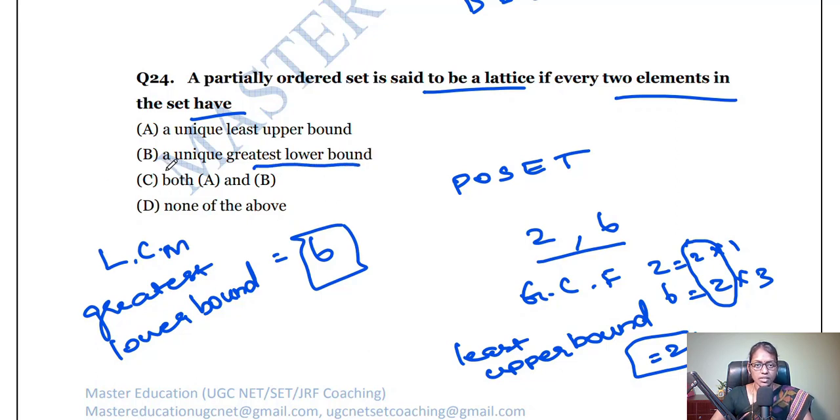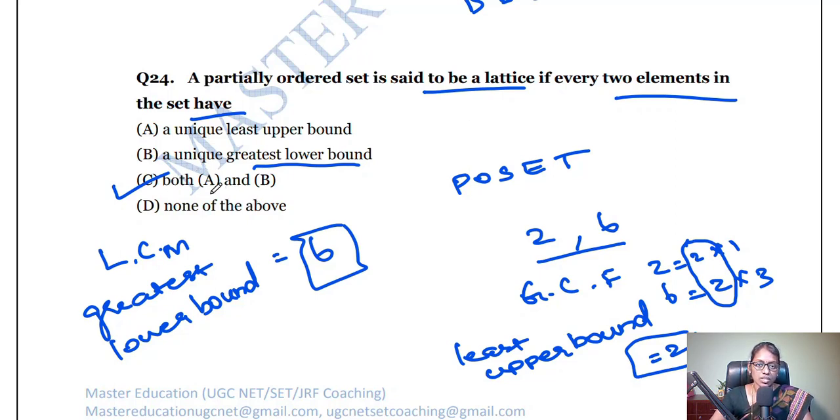So in every partial order set, if you take any two elements in the set, you will have a unique least upper bound and a unique greatest lower bound. For example, 2, 6 and 3, 6, 9. What is the unique least upper bound and unique greatest lower bound? So 3 is the GCF, and the other one you have to find is the LCM. So unique least upper bound and unique greatest lower bound is the answer. That is available in option C, both A and B.